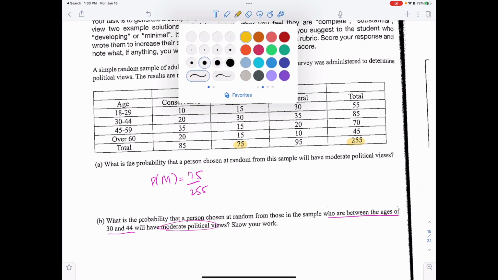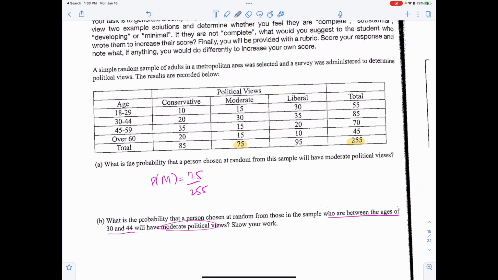So this time now I'm asking about those who are between 30 and 44. So the total for this time is going to be 85. So it's going to be the probability that I have a moderate political view given I'm between 30 and 45, because that is what I know, that those in the sample are absolutely going to be between 30 and 45. So all I have to do is put 30 over 85, and that's it.